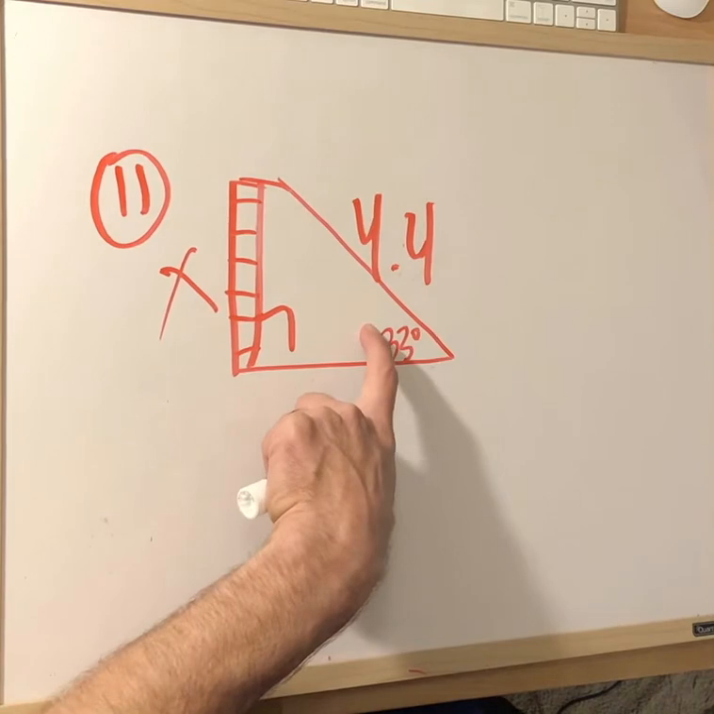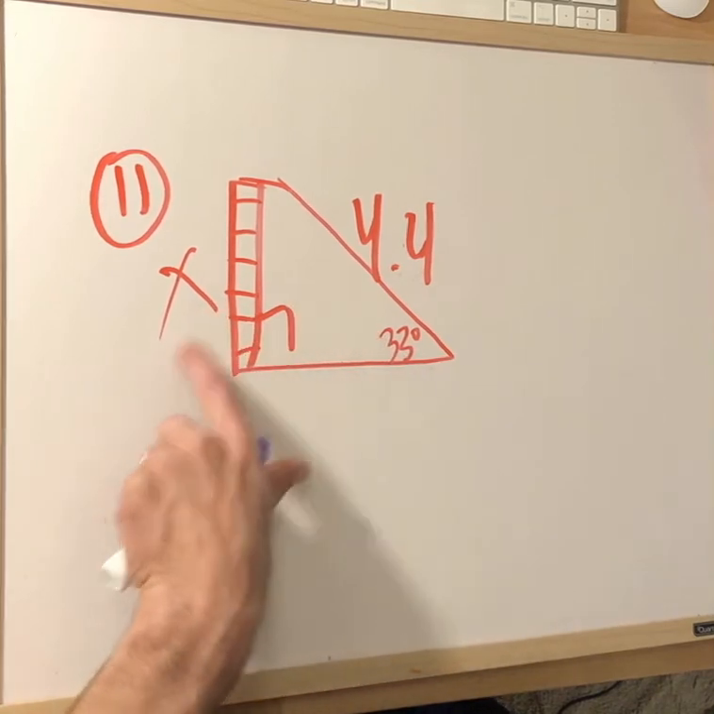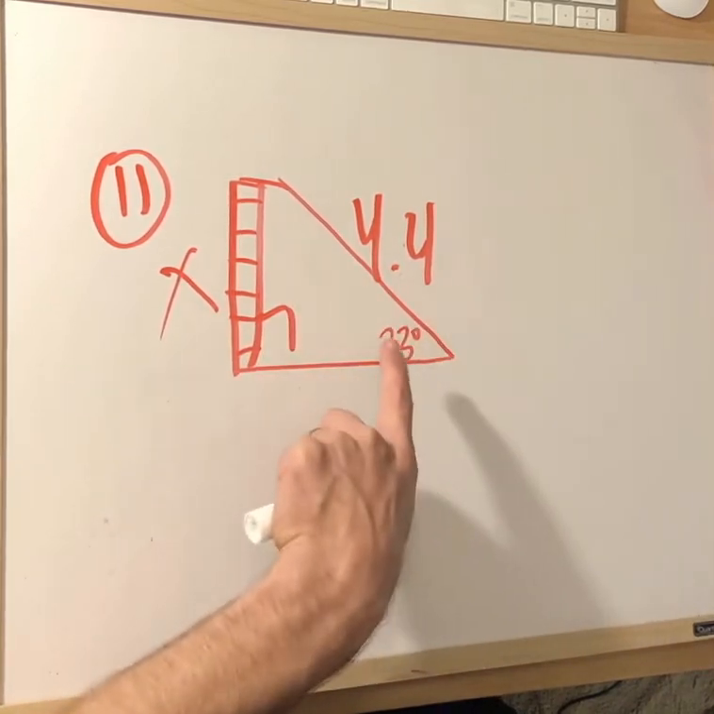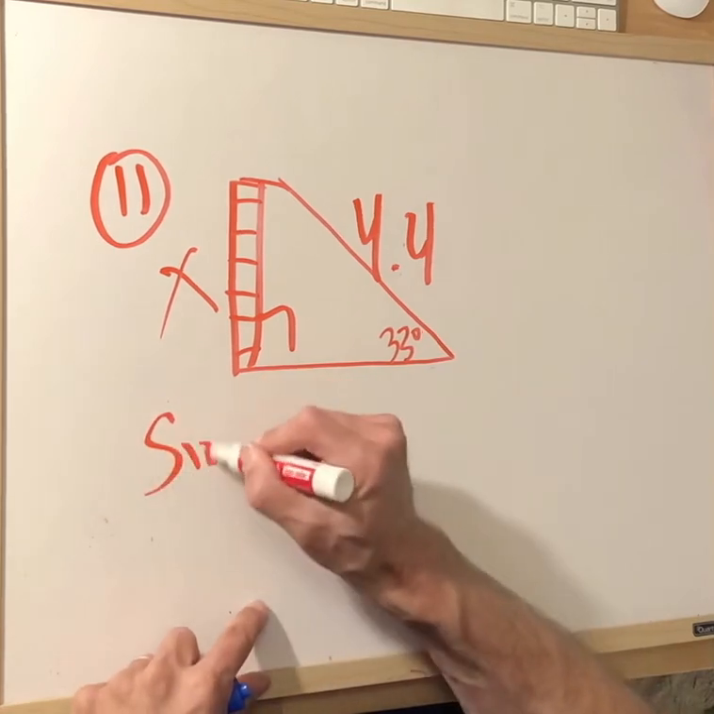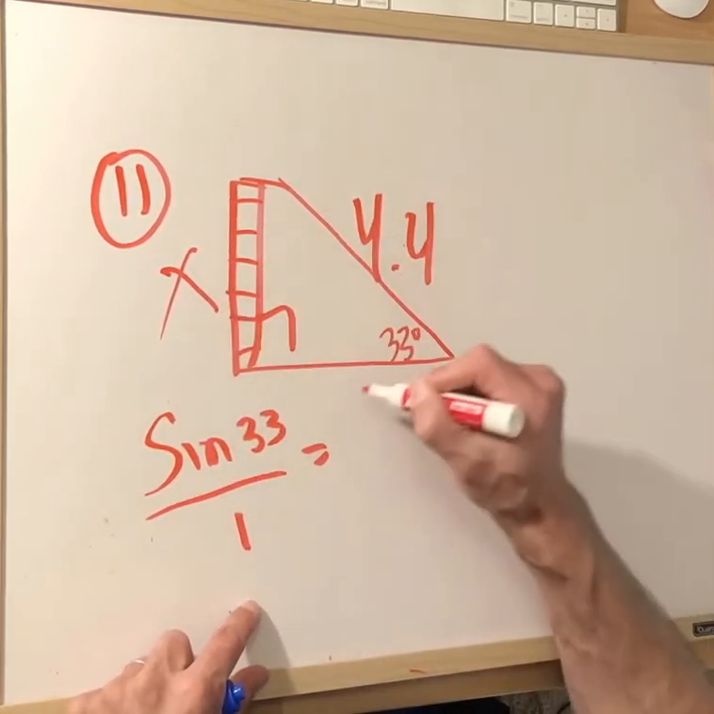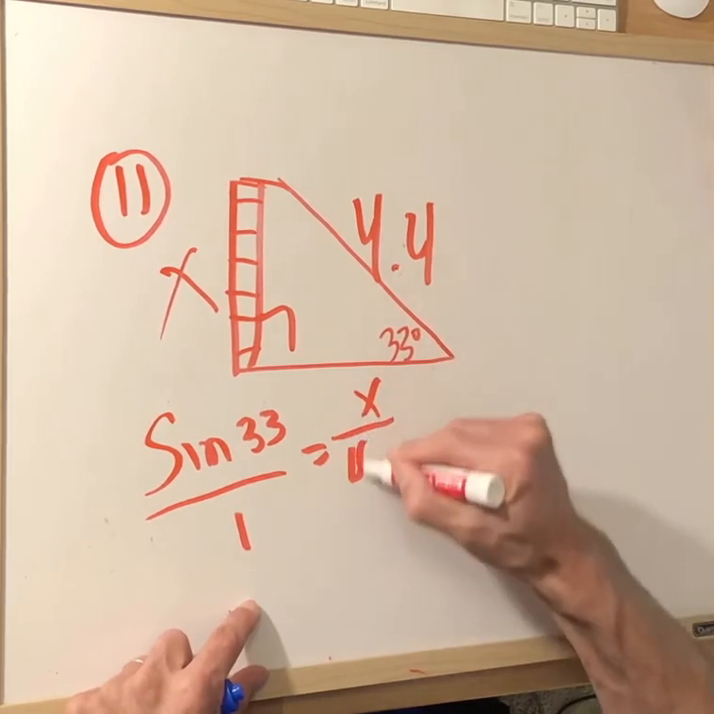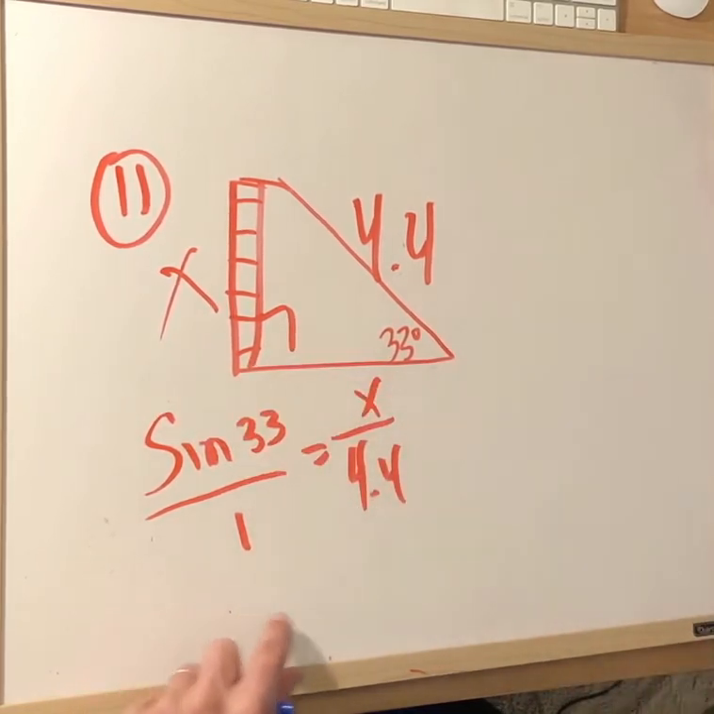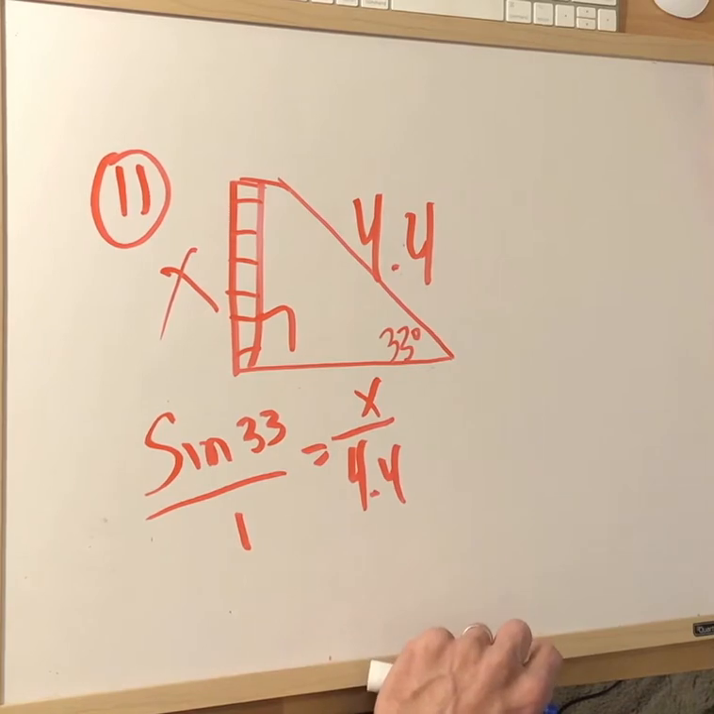Sine 33 equals opposite over hypotenuse. So sine 33 equals your opposite, which is x, over your hypotenuse, 4.4. Cross multiply to solve for that question. The answer for number 11 is going to be B.